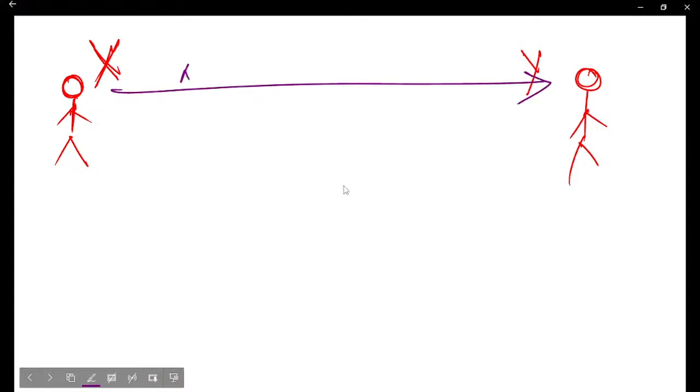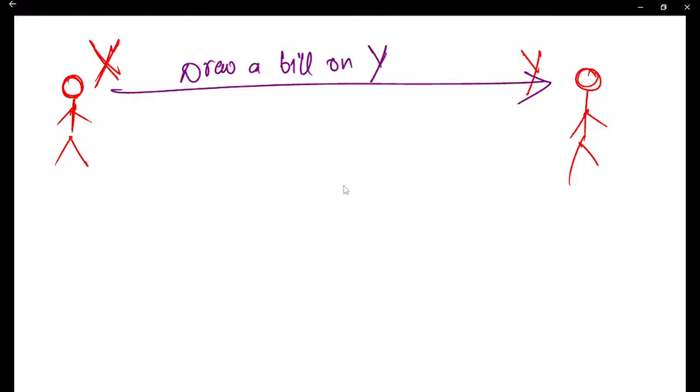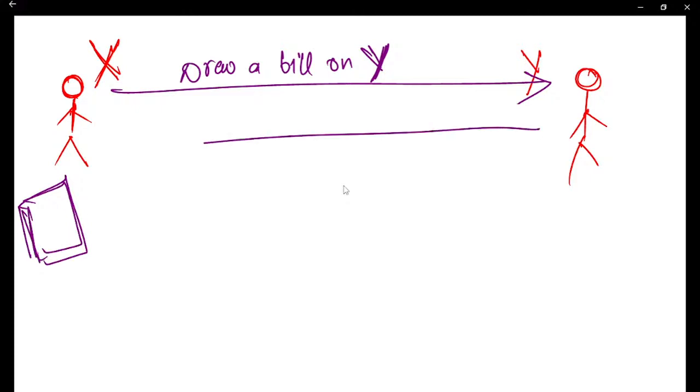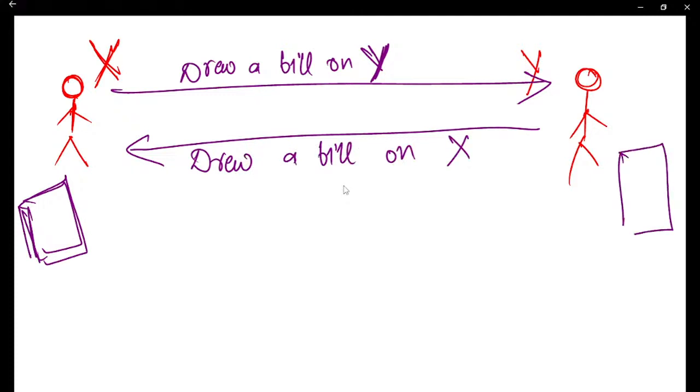So X drew a bill on Y, तो X के पास बिल आ गया, and Y drew a bill on X. Y drew a bill on X, तो Y के पास बिल आ गया। ये X पे ड्रॉ हुआ है and this is drawn on Y. Now they both have the bills.